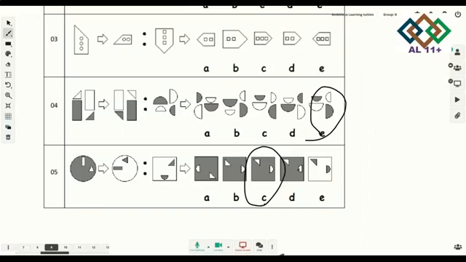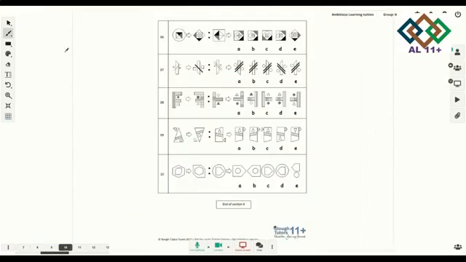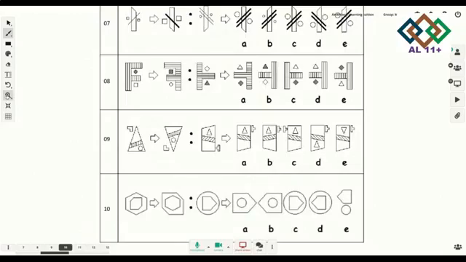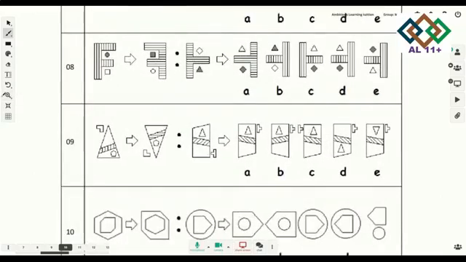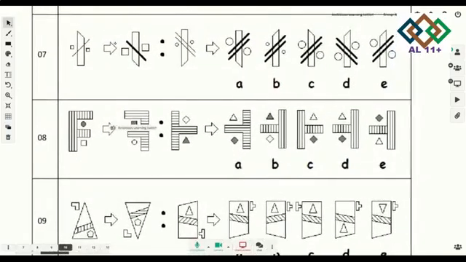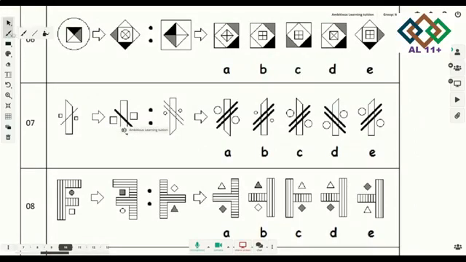Number 6 now. All the individual triangles are unfolded and the pattern is rotated 180 degrees. So the outer shape shrinks, moves to the center and is divided into quarters in the same way as the original shape was. So obviously the answer would be B. So let's look at number 7 now.